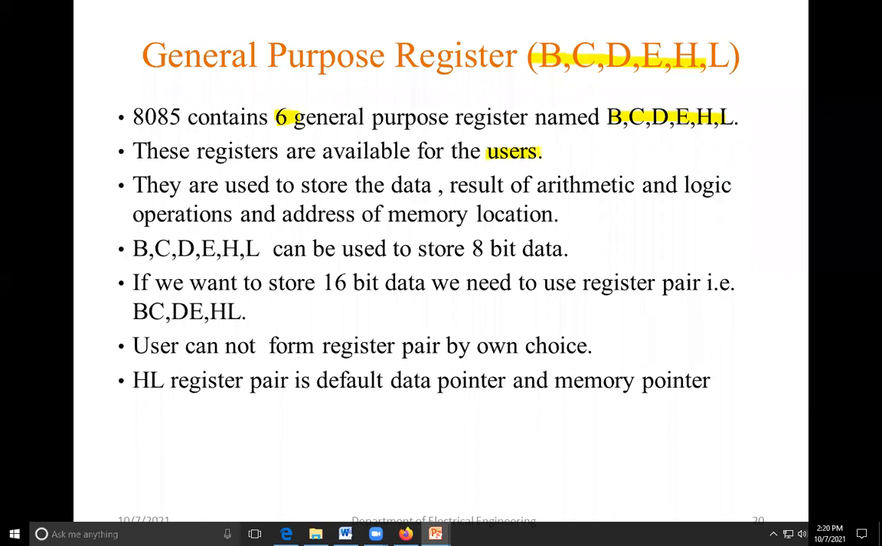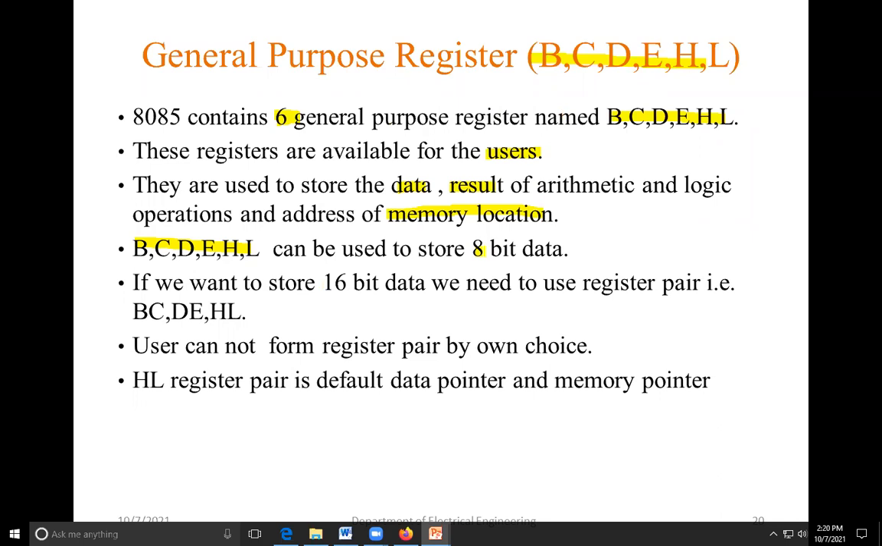Okay. So what is the use of these registers? You can transfer the data, you can transfer the results, and you can transfer the memory locations. Means by using the 6 registers, you can transfer the data, the result, and the memory locations where the data is stored. So this is the use of the general purpose registers. These are 8-bit registers. The accumulator is also 8-bit, and these are also 8-bit registers.